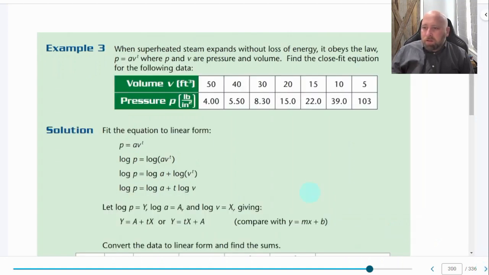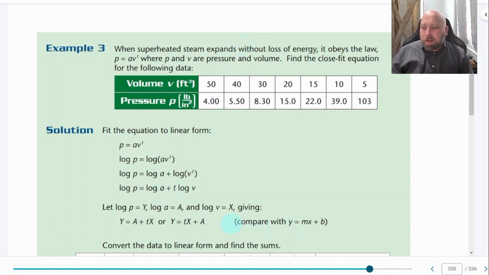Let me show you how that looks in our formula here. Here's our chart, and here's our information. Because of this, we're using P equals AVT. This is the formula they're going to give you.